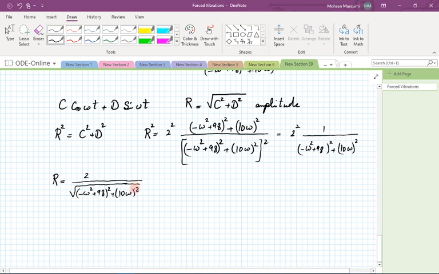Okay, the finale of this whole problem is: find omega so that R is maximized. So I have this formula, R is equal to this. How do I choose omega to make R become maximum?